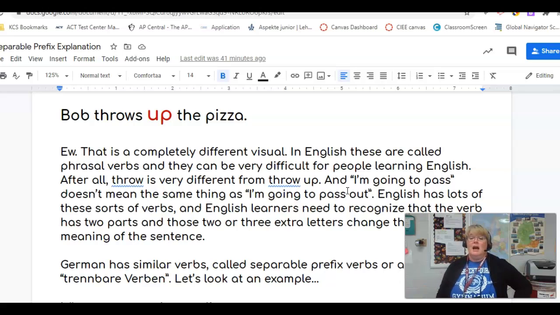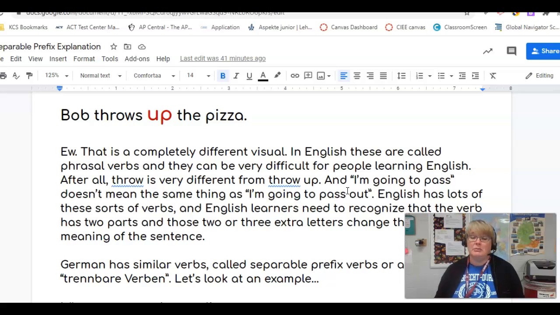Also, in English, these kind of verbs are called phrasal verbs, okay? And they can be really difficult for people who are learning English. So if you're ever around people who are trying to learn English as their second language, cut them some slack with these. These are not easy for them. So you learn one verb like throw, and then you have to learn that when you put up with it, it means something totally different.